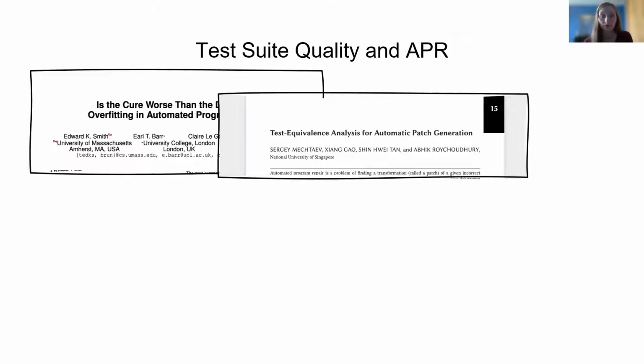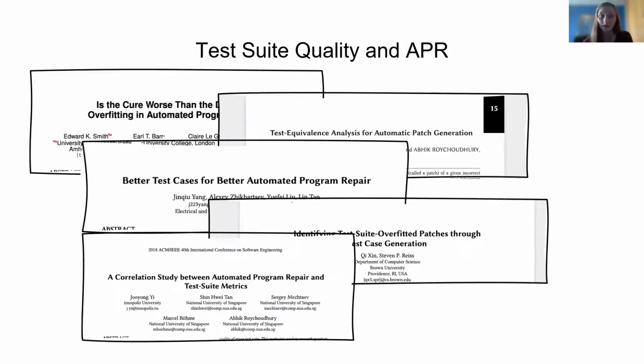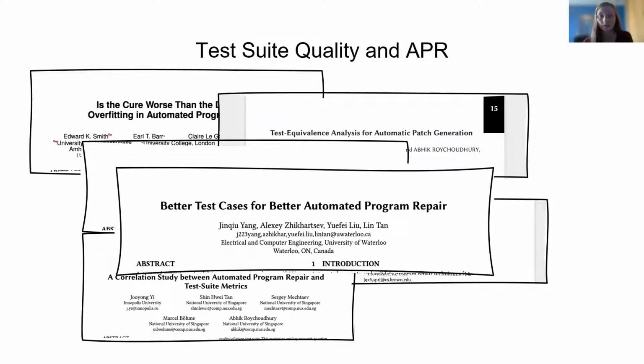Test suite quality as it impacts automated program repair is a well-studied topic. There have been many papers written focusing on this, and in particular, the impacts it has on repair quality with respect to issues such as overfitting and overly complex repairs.